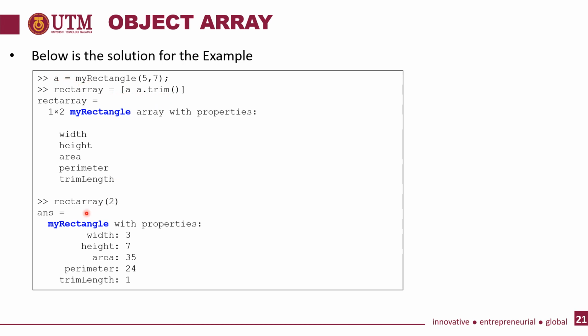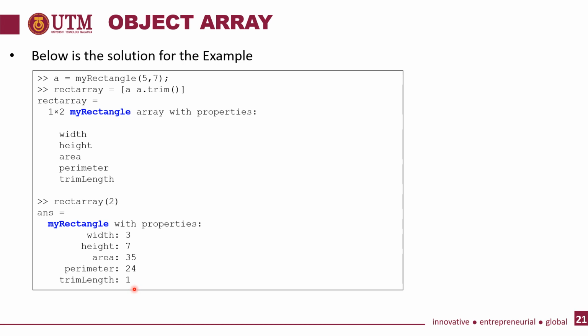So if you wanted to access the trim value of the rectangle, you can just put rectangle array with the index number 2, because index number 1 is all about a. It will give the value of a. So rectangle array 2 is all about a.trim. The answer that you will get is myRectangle with properties 3, 7, 35, 24, and the trim length becomes 1.